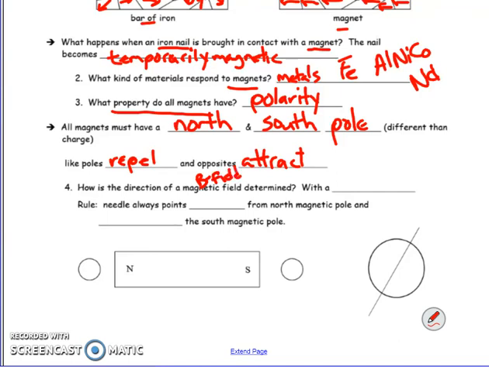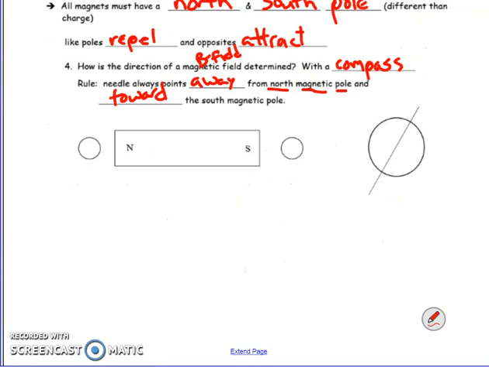So how do you actually map out a field? That's not too hard. Much easier than an electric field. We can use a compass. Hopefully you've all seen compasses before. So I'm going to teach you the rules of compasses and then we'll show that. So the rule is a needle always points away from the north magnetic pole and therefore toward the south magnetic pole. So I have a simple schematic of a magnet here, north pole, south pole.